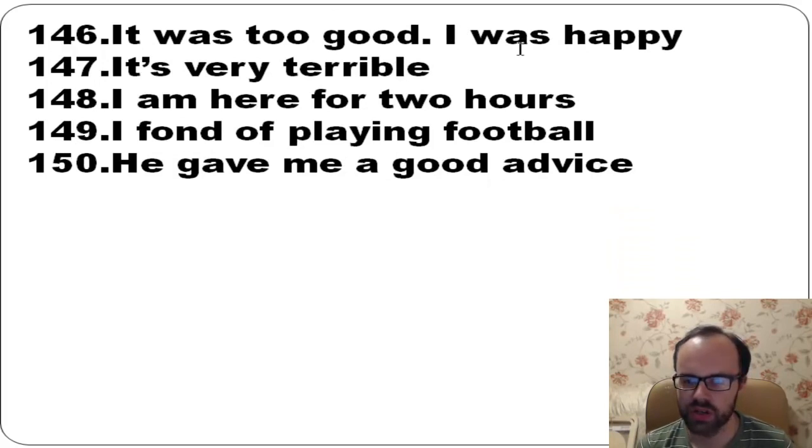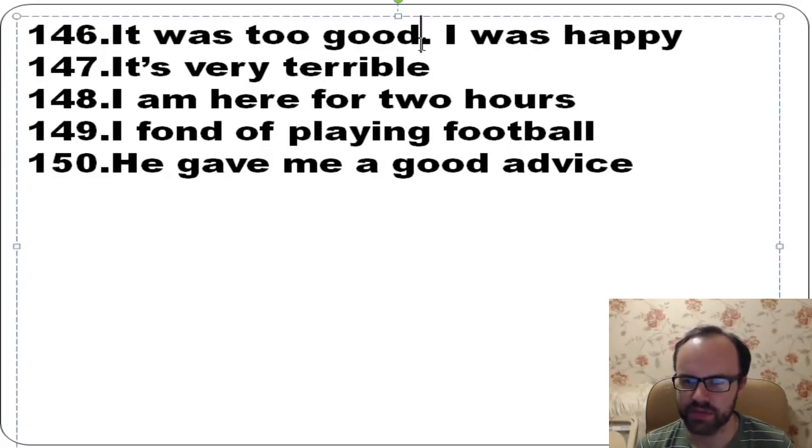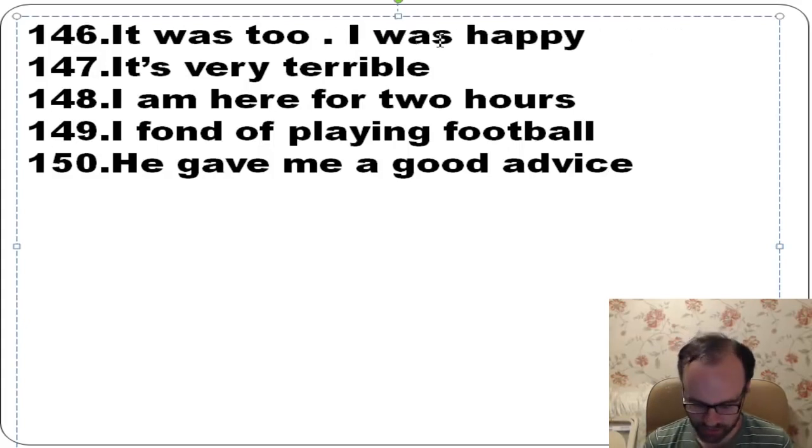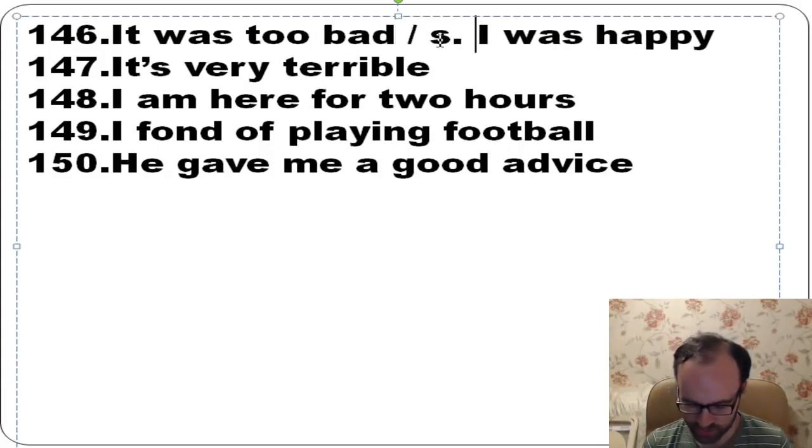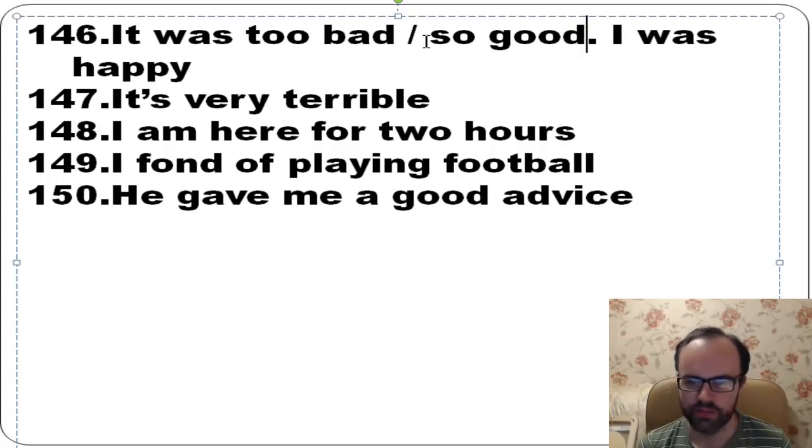It was too good. I was happy. So what is it? Too has a negative meaning. So you can say it was too bad. Or it was so good. If you want to say it stronger, you need to say it was so good or too bad. I was happy.